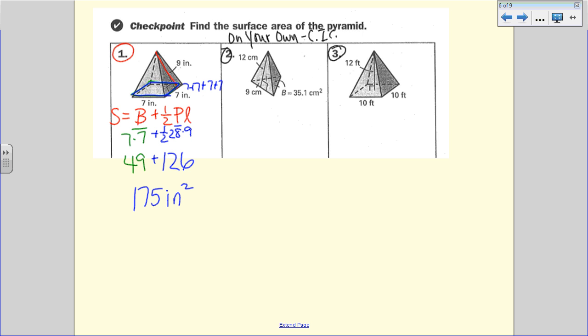So I want to go through number 3 with you and talk you through that before you do that one. Notice we have the height here. We don't have the slant height. So you're going to have to find this slant height. So you have to find this L. Keep in mind that this distance here is 5. And so what you're going to have to do first is you're going to have to do Pythagorean theorem.